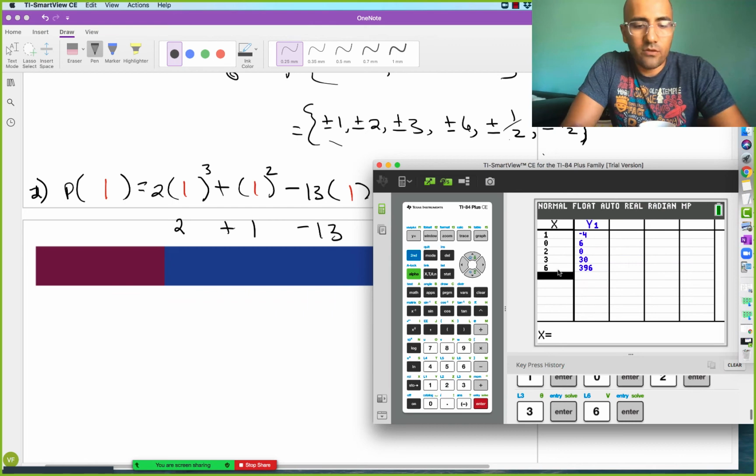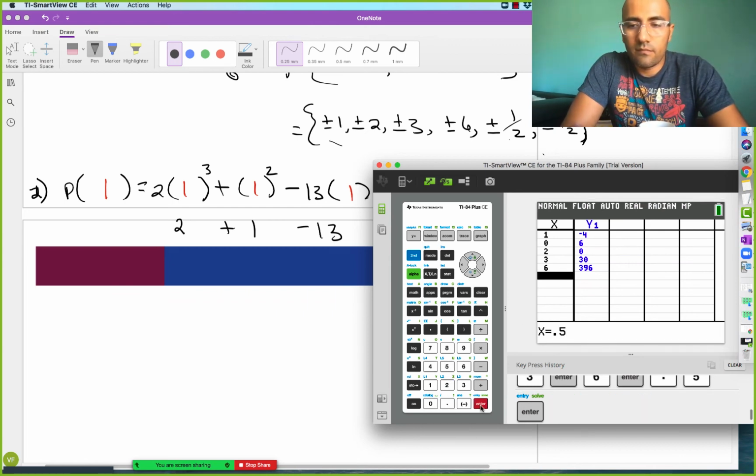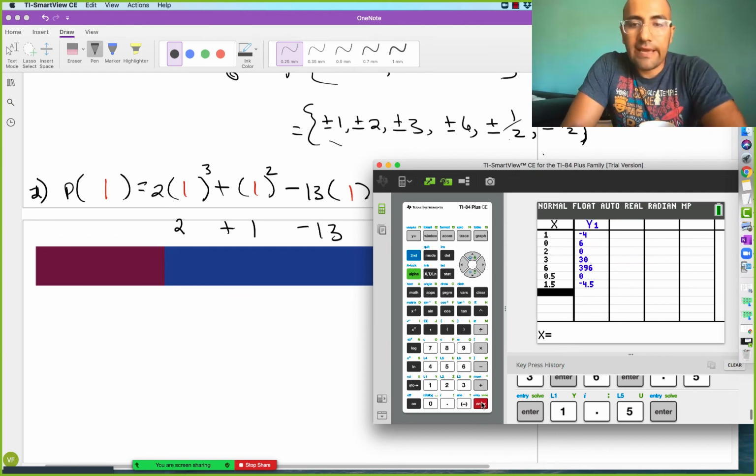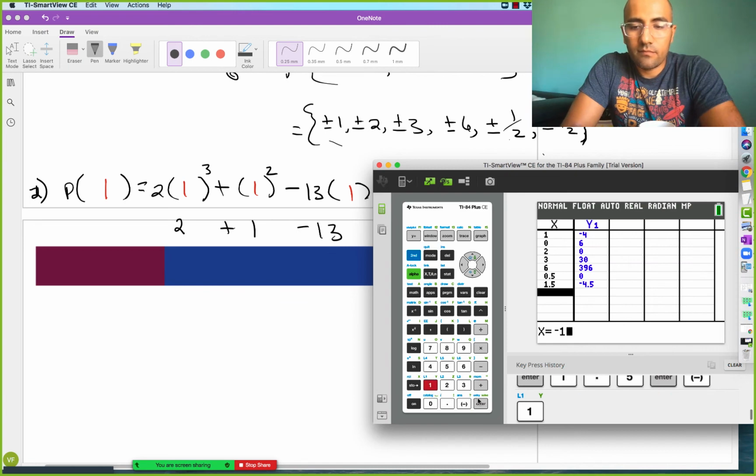How about 1/2? So 1/2, which is the same thing as 0.5. 0.5 also worked. So I found another 0. And also 3 over 2, which is 1.5. No, that one didn't work. Okay, now I have to try all the negative ones. How about -1? No, that didn't work. -2. No, that didn't work. -3. Yes, -3 worked. -6. No, that didn't work.